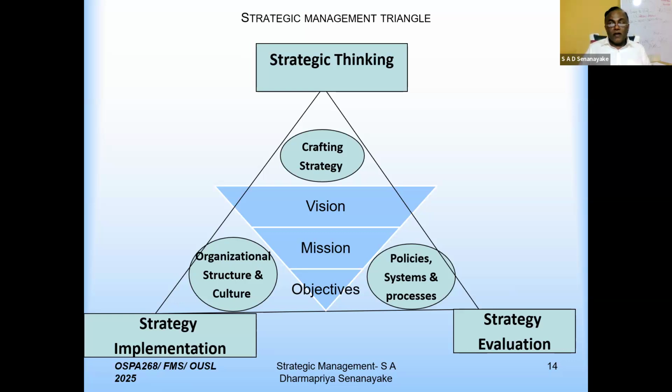So within this framework, we have crafting strategy by the top management or strategic management teams. Then at the implementation, we have to look at how organizational culture and organizational structure can fit into this model. Then under strategy evaluations, you can see policies. So many things are within the organization, systems, and various other processes. And we have to do certain evaluations and impose controls if required.